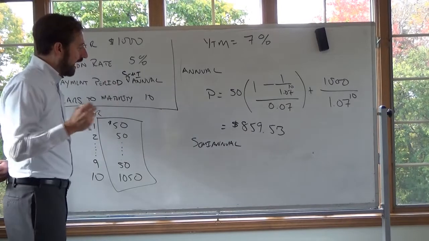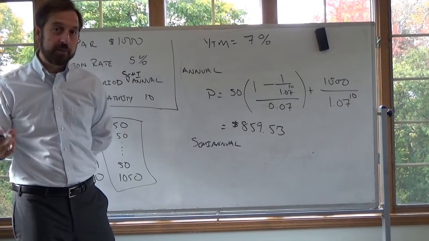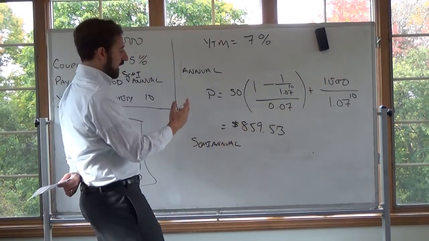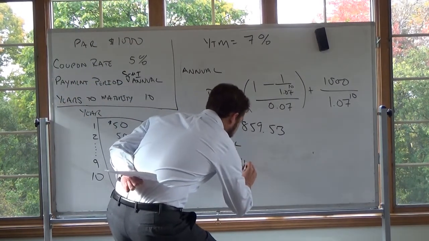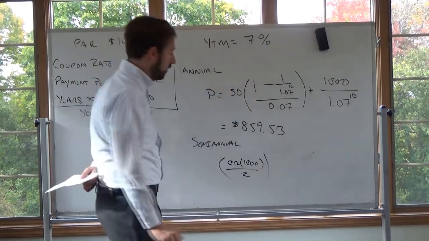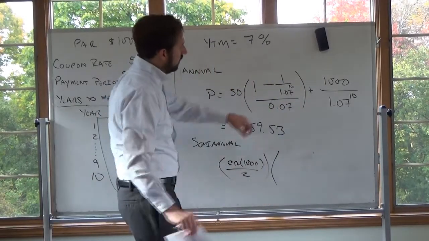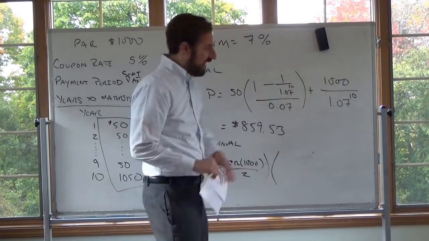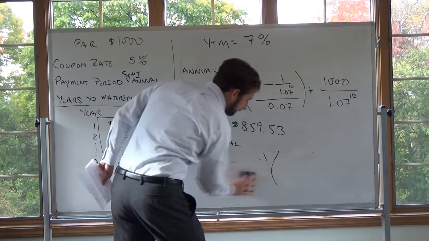What I think happens is students will start, a textbook or something may give you a formula to write it out like this with a semi-annual payment. The formula will start off something like coupon rate times 1,000 divided by 2, right? That's going to be our $25. And then we want to do our annuity. Then they'll have the yield to maturity divided by 2, and then the number of years times 2. And when you write that as a formula, it's way too complicated.